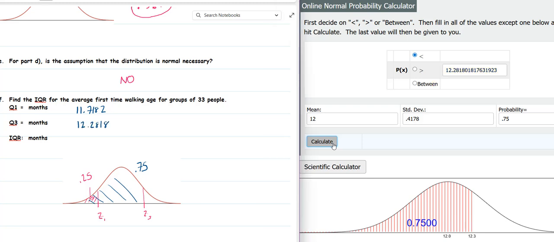And finally, the interquartile range is Q3 minus Q1. So we subtract those two numbers and we get 0.5636. And that's it.